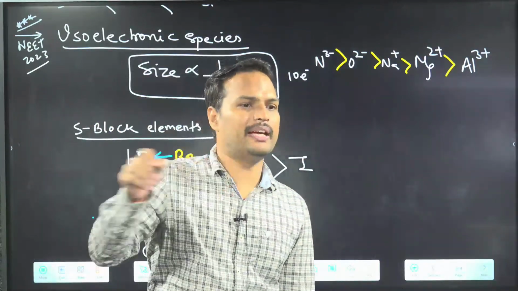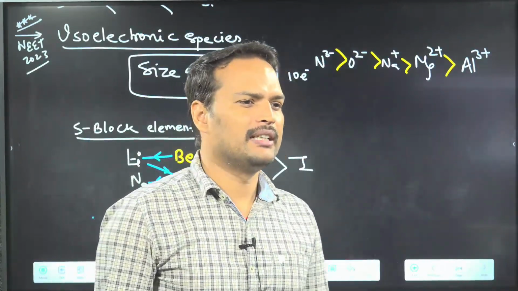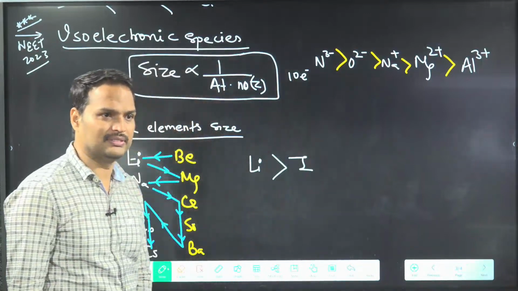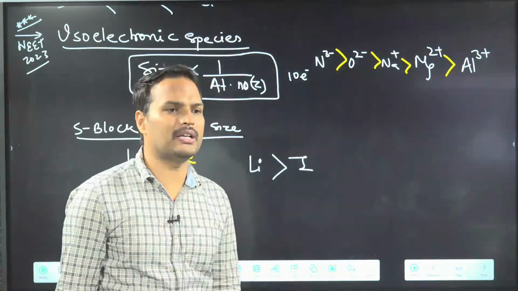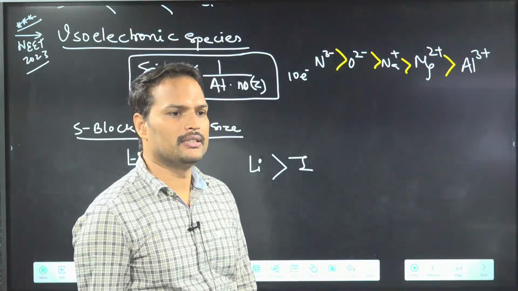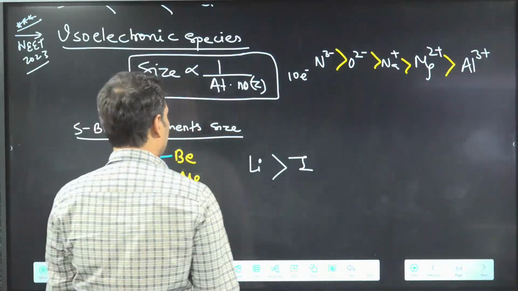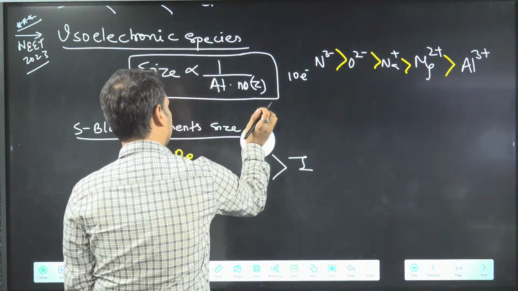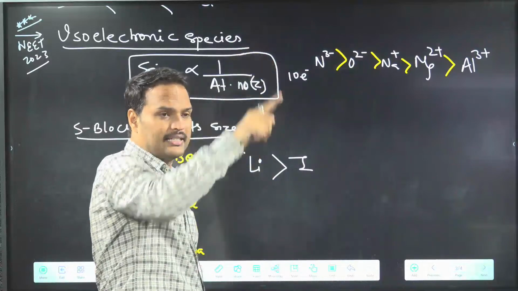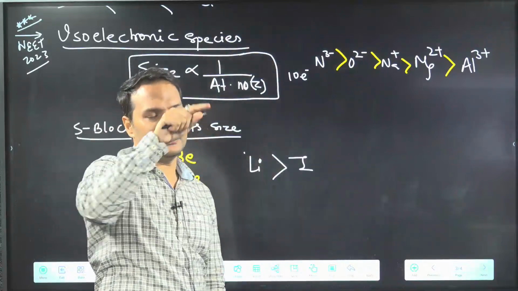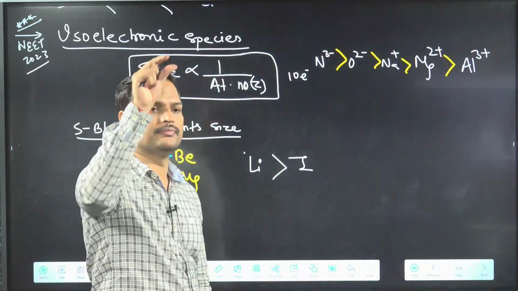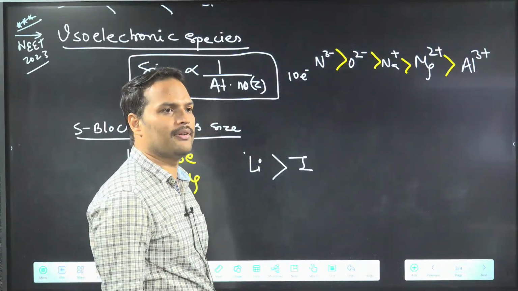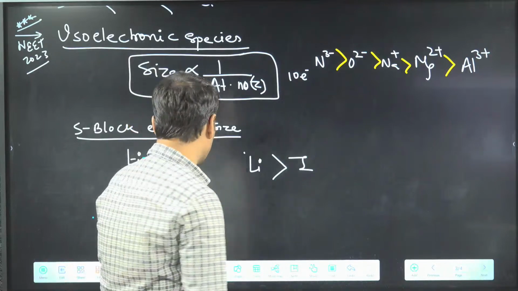There is a graph made. In the graph you will get the data. So just go and check, you will find that lithium is bigger as compared to iodine. So check in NCERT, you will get the data, where a graph is there. In that graph, sizes are written, halogen size and alkali metal size is given. Clear to everyone?